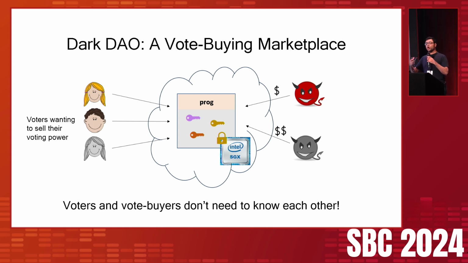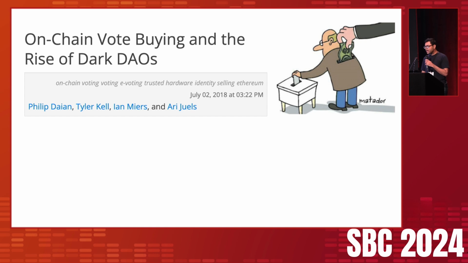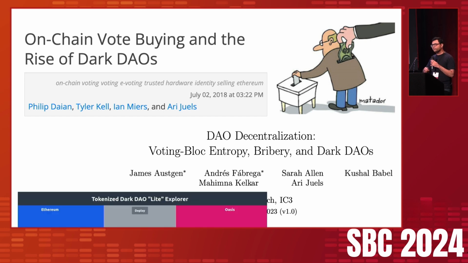And in fact, this is a dark marketplace in the sense that the voters and the vote buyers don't actually even need to know each other. This was first noticed a few years ago, and the term dark DAOs was coined in a seminal blog post by Phil Daian and others. But the practical relevance of these dark DAOs was brought up when we built a prototype, in a follow-up work to the paper I'm talking about, where we built a dark DAO explorer and a way to do this sort of bribery marketplace in Oasis.